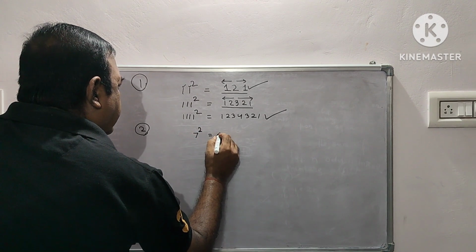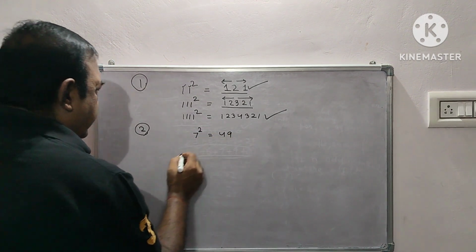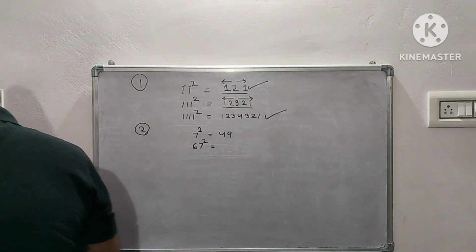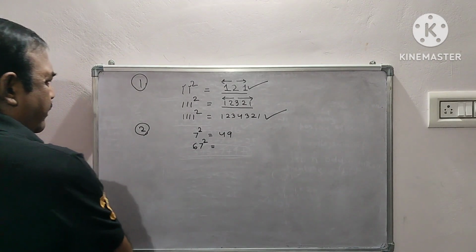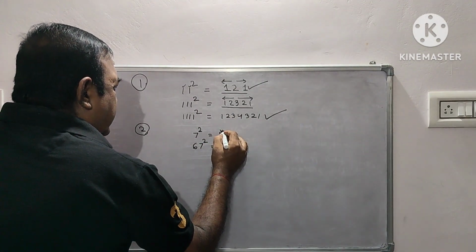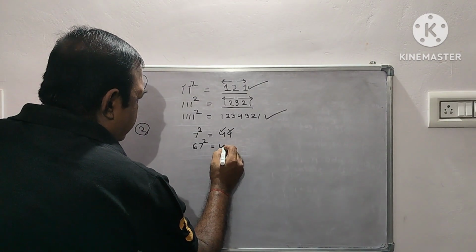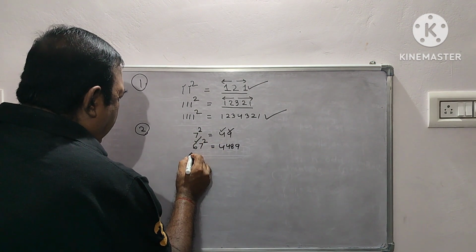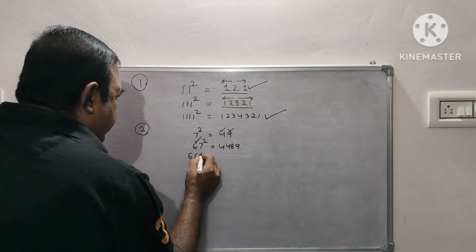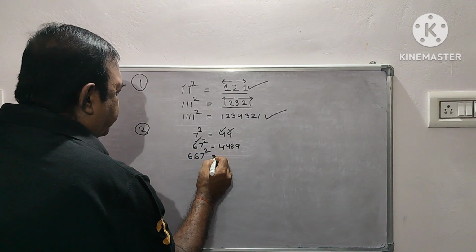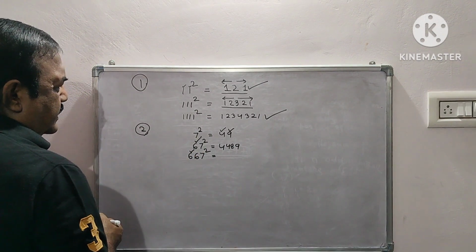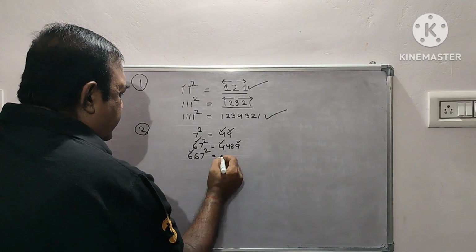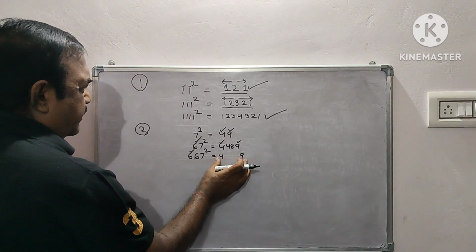Number 2, you see. 7 square is equal to 49. And you see 67 square, and this was 49. You add 48 for 16, you just place 16 here. 667 square. So you placed another 6. So you see here, the extreme 2 digits, you keep them the same, constant.